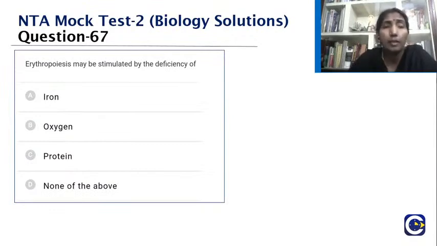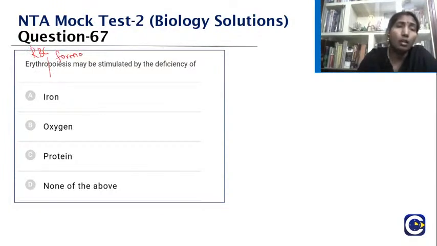Erythropoiesis may be stimulated by the deficiency of iron, oxygen, protein, none of the above. First you should understand what is erythropoiesis. Erythro means RBC, poiesis means formation. So the formation and maturation of red blood cells, we call it erythropoiesis. So erythropoiesis is the formation of RBC.